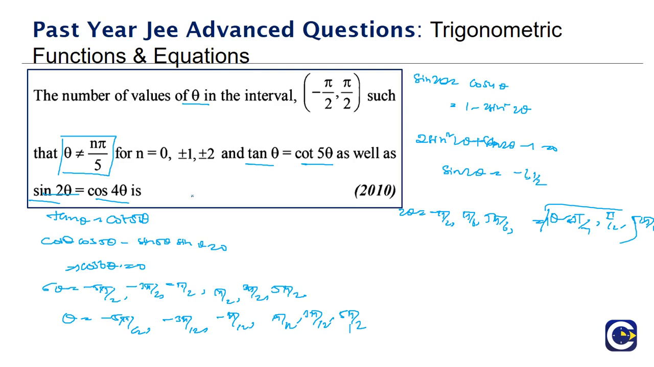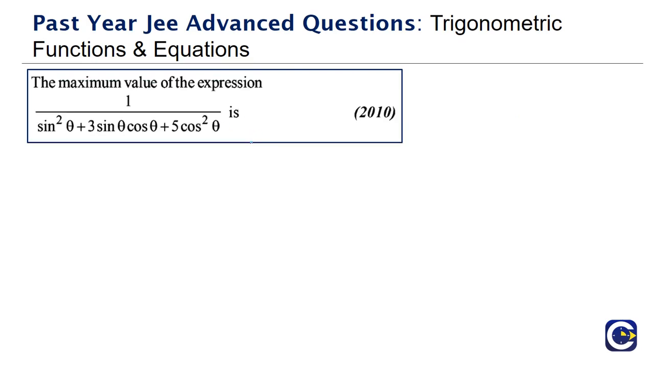So the number of common values for these both is 3, which is minus pi by 12, pi by 12, 5 pi by 12. So the number of values of theta for this question is 3. Moving on to the next question.